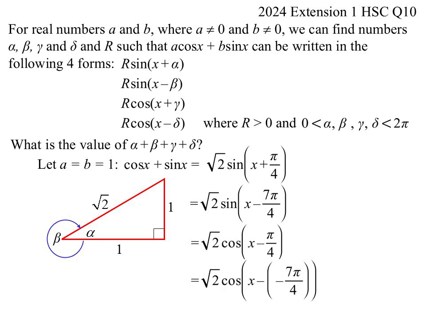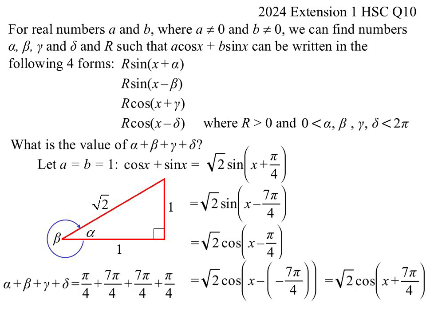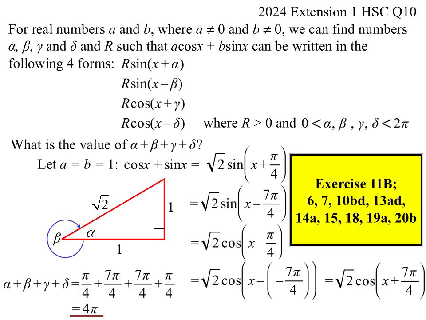And yet again, that pi on 4, remember I could write it as minus 7 pi on 4, which means I could write it as root 2 cos of (x plus 7 pi on 4). I now know what gamma is. I can add the 4 together and I get the answer of 4 pi. 11B for that one.